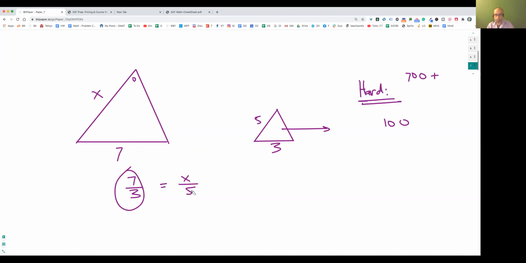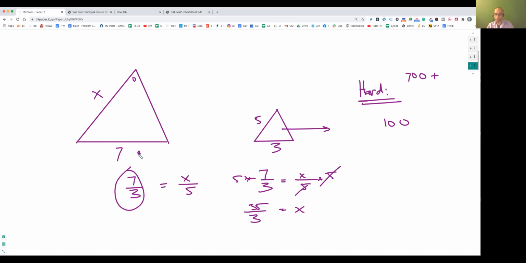So 7/3 is equal to x/5, right? So what is x? You're just going to multiply by 5 on both sides here. So 5 and 5 cancel out. X is equal to 5 times 7, which is 35/3. So that's going to be your answer.